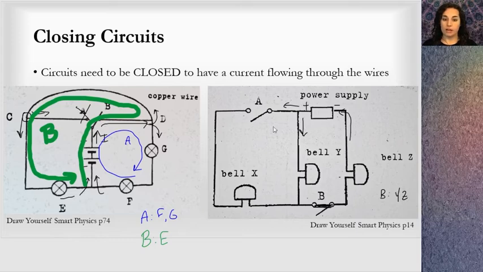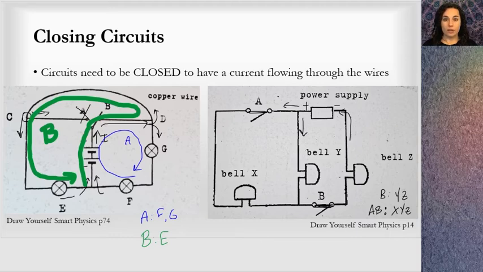If I want to get bell X to ring, I can close A. So once I close A, both switches A and B have to be closed, then I can get X, Y, and Z to ring. So that's an example of closing circuits. You'll get more practice at this as we move towards circuit analysis. Okay?